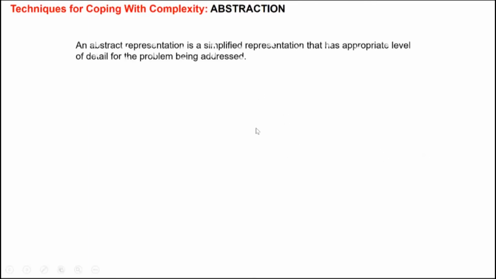And one of the ways in which we do that, in which we simplify the representation of a system, is through a concept called abstraction. So abstraction, in our context, is a simplified representation that has the right level of detail for the problem being addressed. Which means that you have a system and you don't need to look at the system in its full complexity all the time. Depending on the problem that you are looking at, you can simplify the system, and that would help in analysis, and it would help in design, and also help you in gaining insight into how the overall system works.